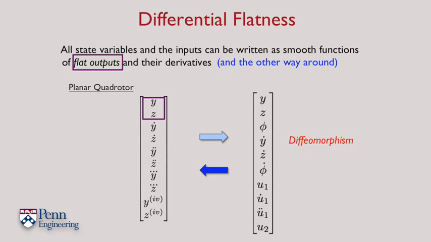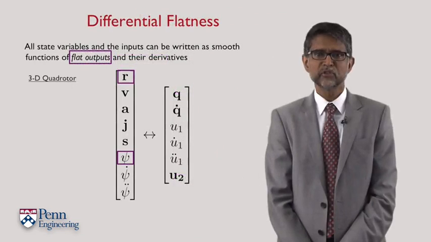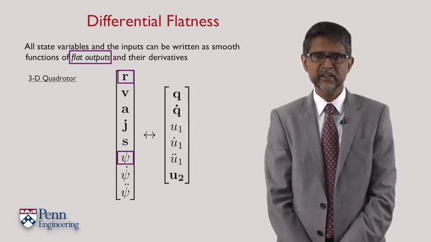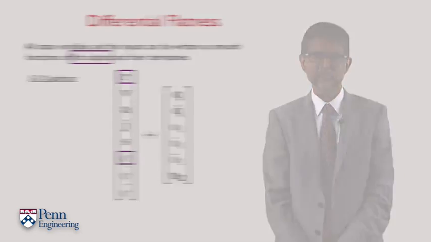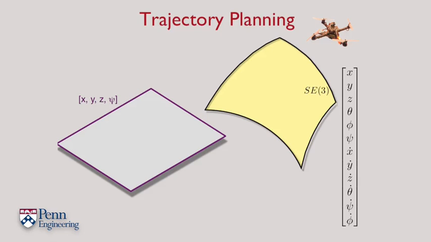The term diffeomorphism refers to a smooth map between these two vectors, and the definition can be found in most differential geometry textbooks. Similarly, for a three-dimensional quadrotor, you have a longer vector on both sides, but once again there's a one-to-one relationship between these vectors. If you know the flat outputs and their derivatives, you can recover the state variables and the inputs. The three-dimensional quadrotor is differentially flat. And the implication for trajectory planning is quite simple.